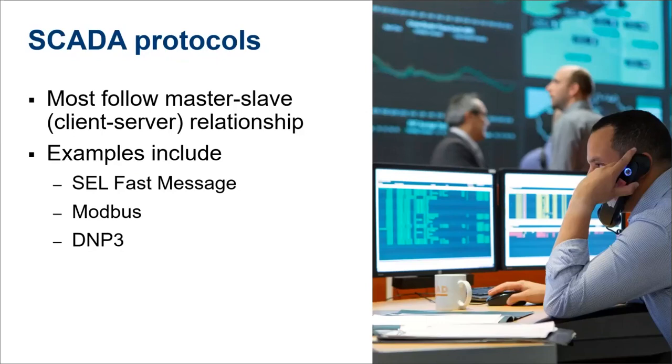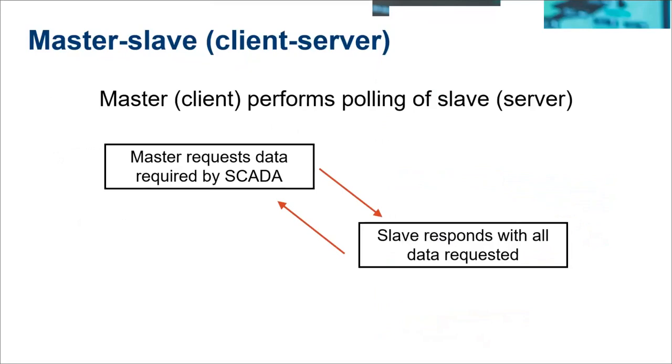In a client and server relationship, the client will send a message to a server requesting information, and that server will respond with the information it has. So the master will perform a poll, the slave will respond, and in this way, the controls are mainly managed by the master. The slave is where all the data is stored. And the master will also do things like sending controls, which the slave will respond to.